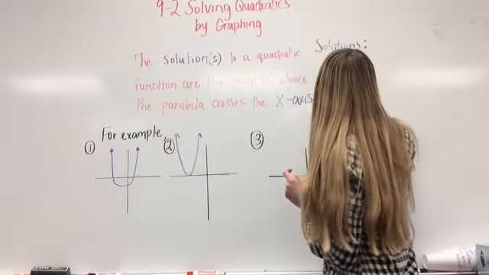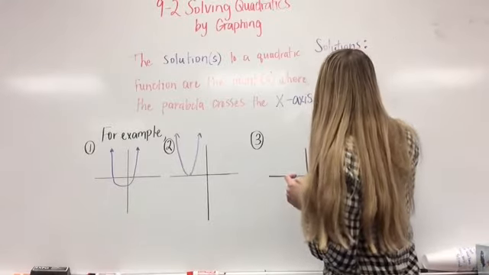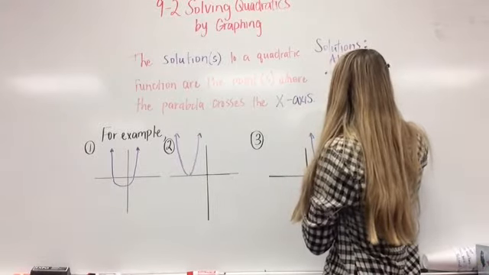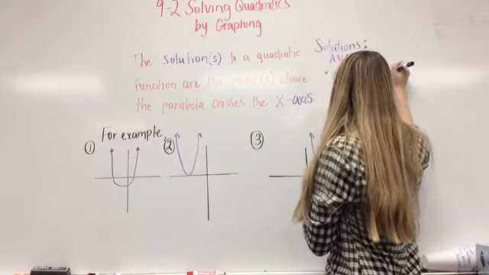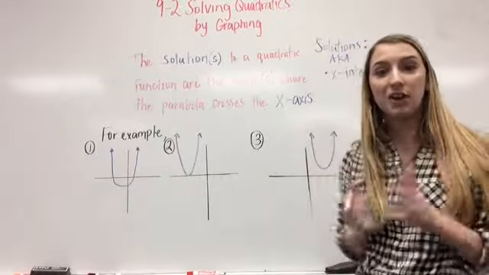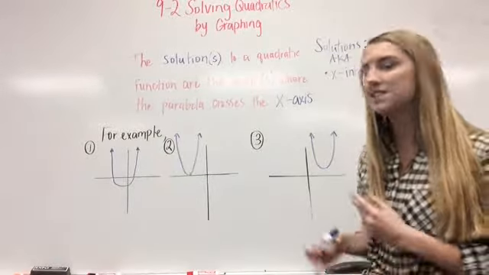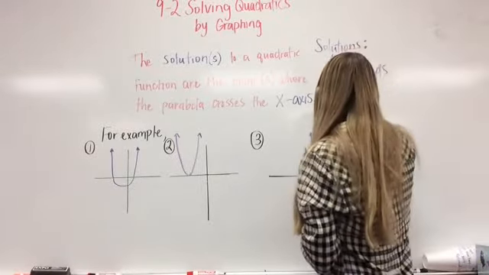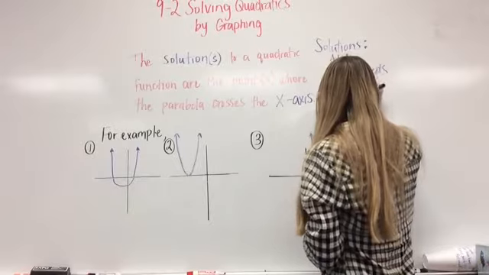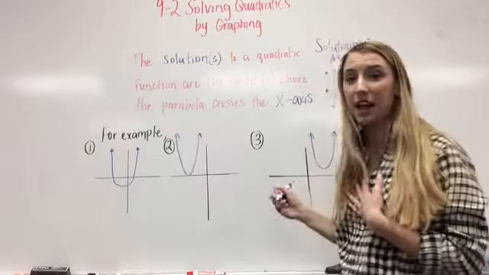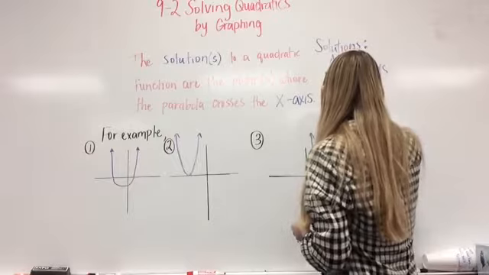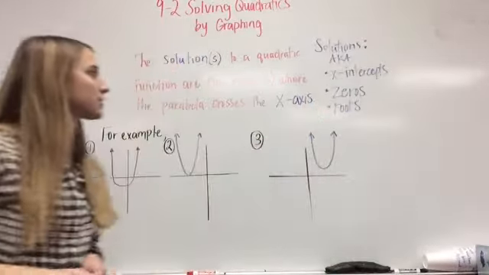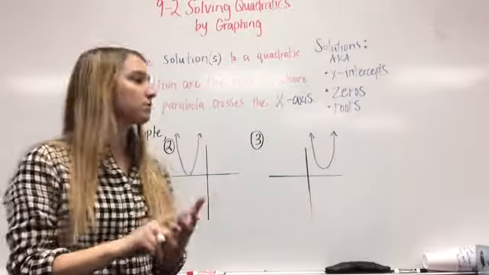They're also called, AKA, x-intercepts, because the solutions are actually where the quadratic crosses the x-axis, which is an x-intercept. Some other names that you might hear are zeros, and the last one that I've really heard is roots. So just be aware, those all mean the same thing. Solutions are the same thing as x-intercepts, zeros, roots.